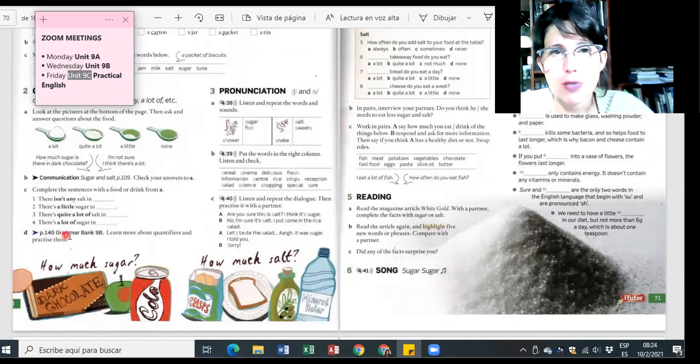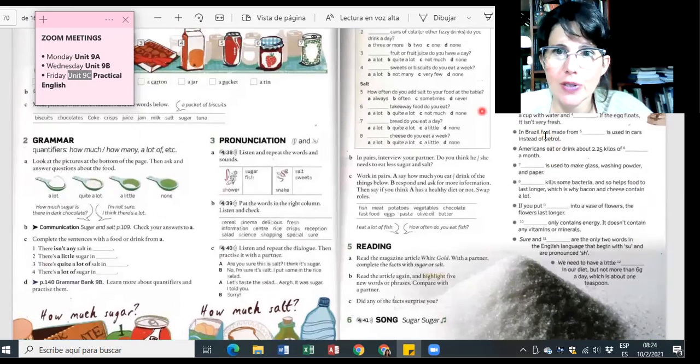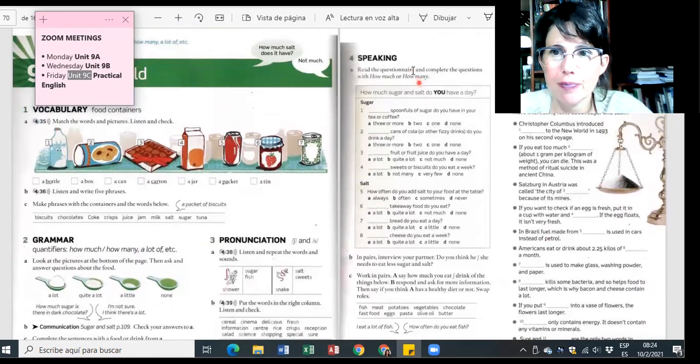Again, we have the reference from the grammar bank, but we have already completed that, so do not worry. Pronunciation, we will check in class. And as far as possible, try to complete, at least try to read these two articles, okay? In class, we will read and complete this quite fast. So as far as possible, you try to read and complete here.